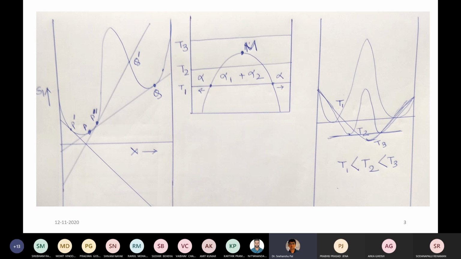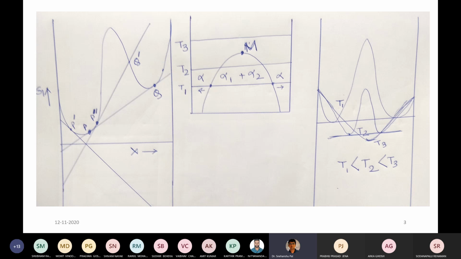There is no chance of segregation, because if you change the composition anywhere, the free energy will be higher than that tangent line. So there is no chance of segregation.